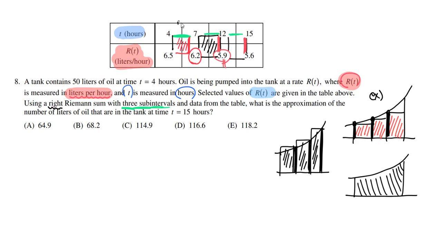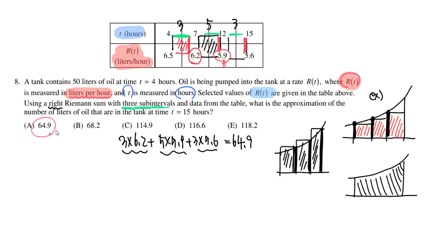So I can do this. The base 3, and here base 5, and here base 3. So 3 and 6.2, and 5 and 5.9, and 3 and 5.6. When I add up all these numbers, I get the right Riemann sum with 3 subintervals. This is it. So finally I get 64.9, and here we are.